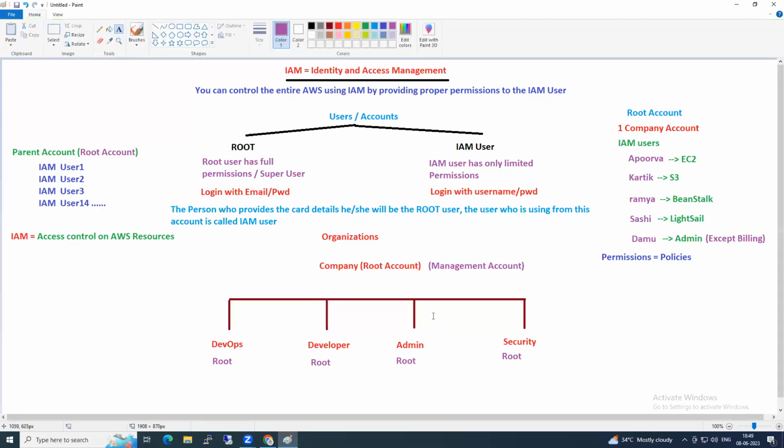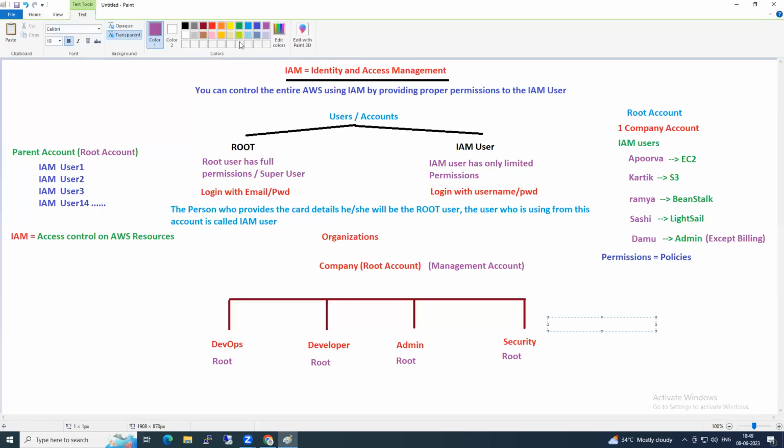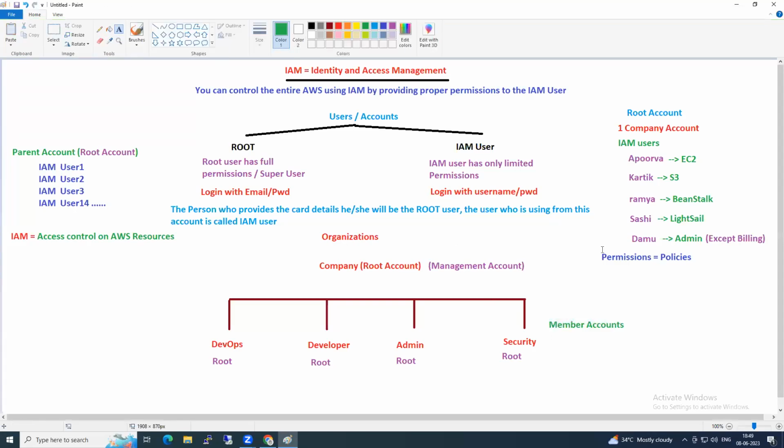And guys, the bottom ones, we call them member accounts. Management account and member accounts. So all these member accounts have root accounts. What I do is, you will be joining my organization. All your root accounts will be joining my organization. So can I control all your root accounts? Yes.